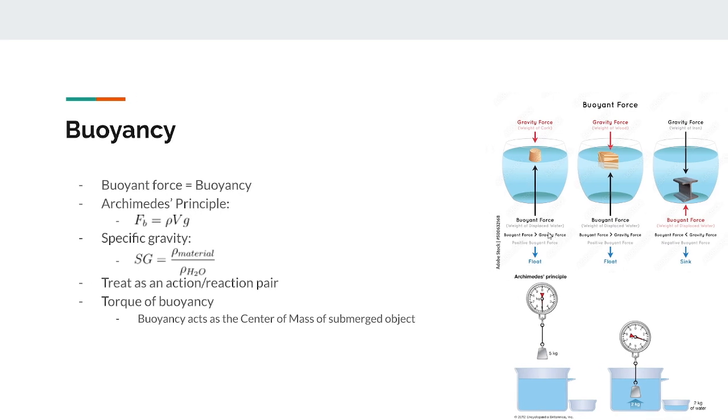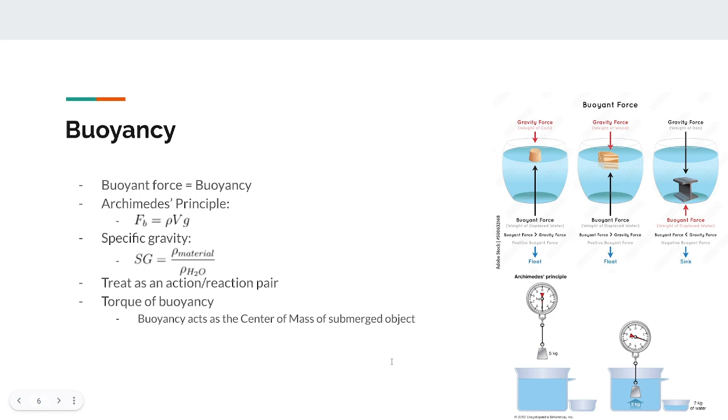And so that says that if our buoyant force is greater than our gravity force, then it's going to float. That would mean that the density of our material is less than the density of our water. So if this value is less than 1, then it'll float. If it's equal to 1, it'll perfectly float. And if the material's density is greater than the density of water, then it's going to sink. So something like this last one, where our gravity force is going to be a lot larger than our buoyant force, and so it's going to sink, right? We can treat this buoyant force as an action-reaction pair, and there are also a few problems about the torque of buoyancy.